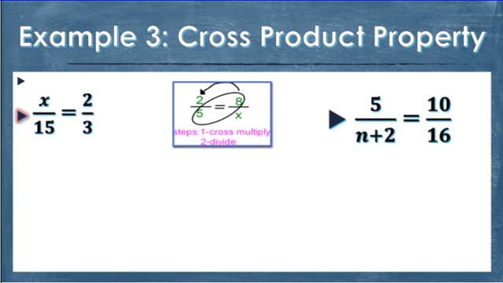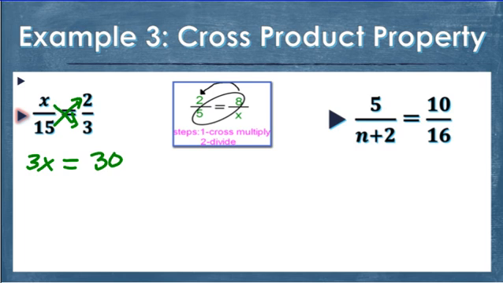Next, cross product property. Cross product property means you take two proportions or two ratios that are proportional and you find the missing one by cross multiplying and dividing. So cross multiply, x times 3 is 3x. When you have the equal sign, put your equal sign in the middle and cross multiply the other direction. 15 times 2 is 30. So you can only use the cross products method if you have an equal sign in between.